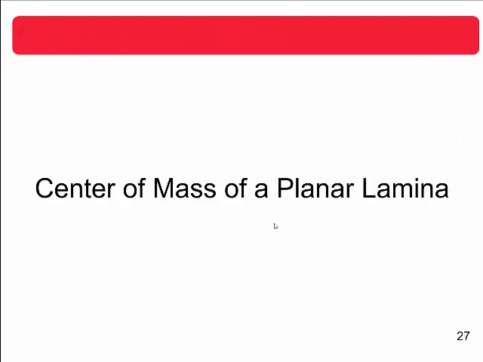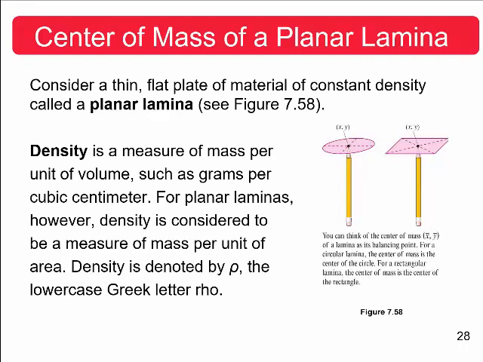All right, so let's next move on to talk about the center of mass in a planar lamina. Consider a thin, flat plate of material of consistent density. This is called a planar lamina, as you see in the figure in the PowerPoint slides. Density is a measure of mass per unit of volume, such as grams per cubic centimeter. For planar laminas, however, density is considered to be a measure of mass per unit of area. Density is denoted by the lowercase Greek letter rho.